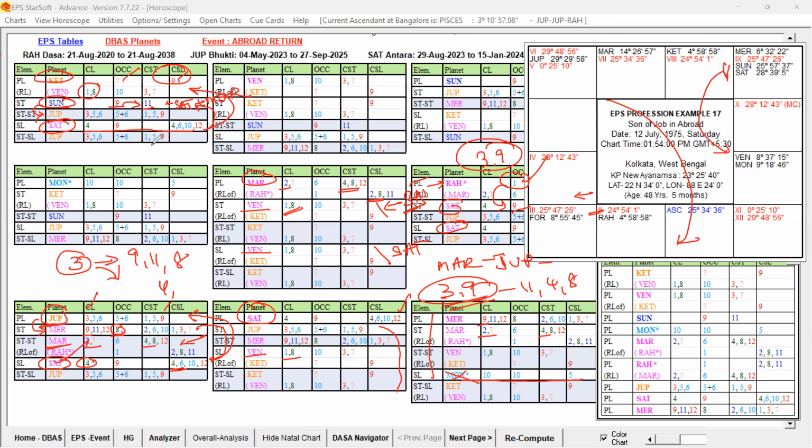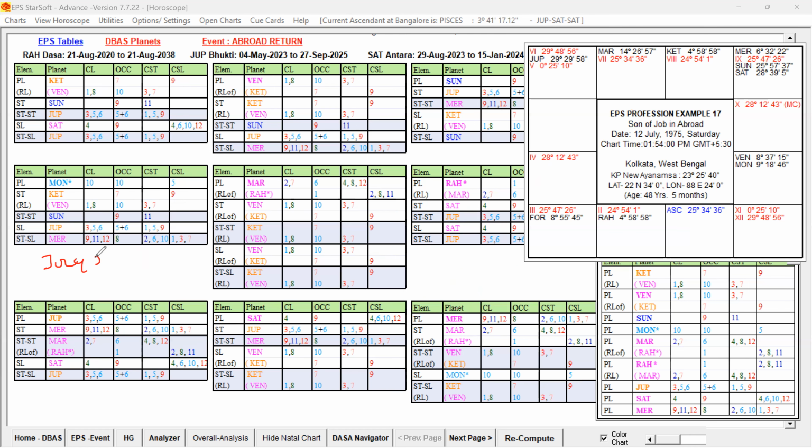So during that Mars Dasa, Jupiter Buddhi, and Ketu Antra, in July 2015, the native returned to the homeland. So in July 2015, return. No change of job. Then he traveled back in Mars, Jupiter, and Ketu.